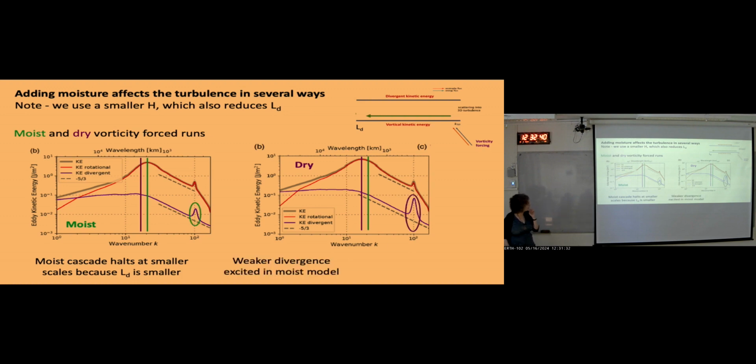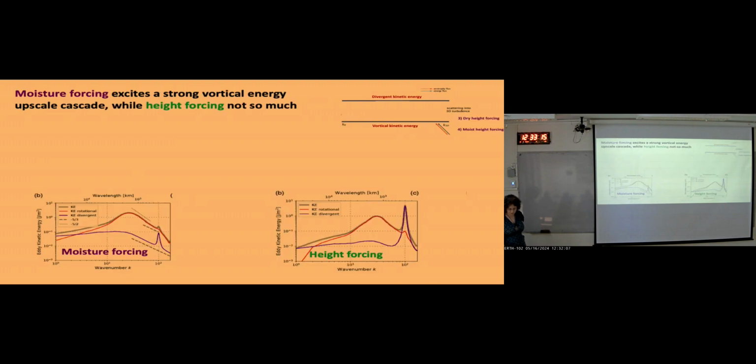Okay, the main thing is the cascade halts at smaller scales in the moist run. Also you can see that divergence is excited more strongly in the dry run. As I said, moist processes weaken the divergence because of the diabatic heating that occurs when you have adiabatic cooling. And also the planetary scale waves are excited more strongly in a dry run compared to a moist run. But these are the differences. Overall, it's the same.